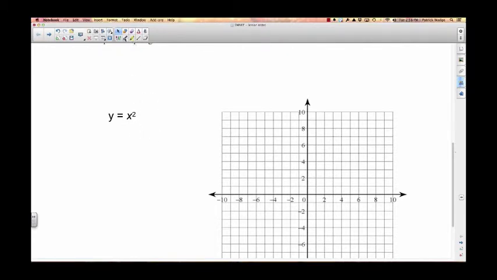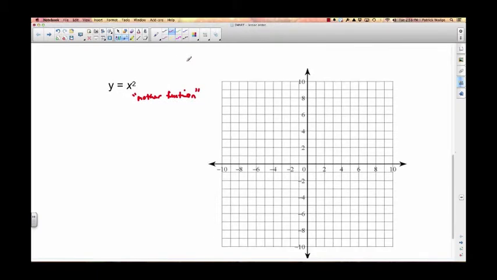Here it is right here, y equals x squared. And as I've probably already told you, what I call this, and I'm not the only one, is the mother function. The mother function, okay? It's the most basic parabola of them all. So let's graph this, and since we don't know how to graph yet, let's use the method that always works, and that is a table of values. So we'll put x and y. And let's use some values like -3, -2, -1, 0, 1, 2, and 3.